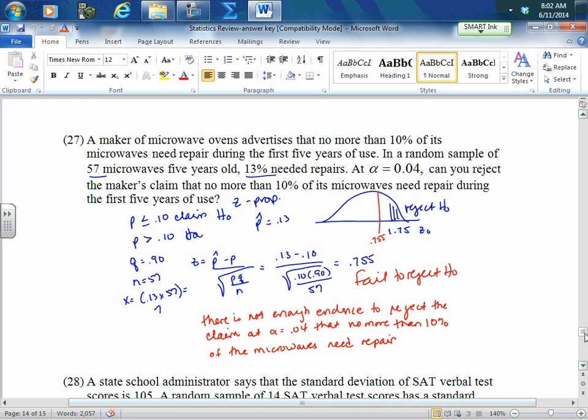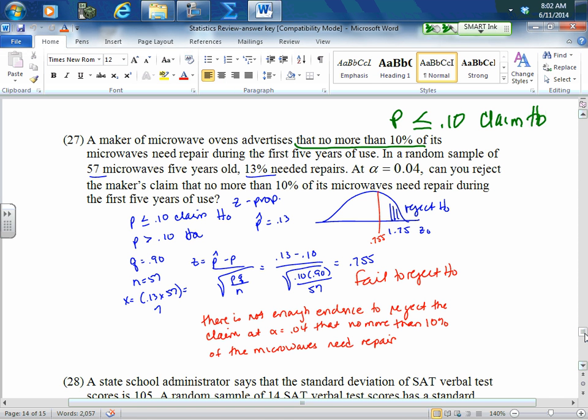All right. A maker of microwave ovens advertises that no more than 10%. Percent? What does percent begin with? P. Oh, we got a P. Percent, proportion. We flip this one to a decimal. Don't forget, no more than. If you have no more than $10 in your pocket, so you have 11? No. So you have less than or equal to 0.10. This is your claim. H0 or HA? H0. So the HA is the right tail test now.